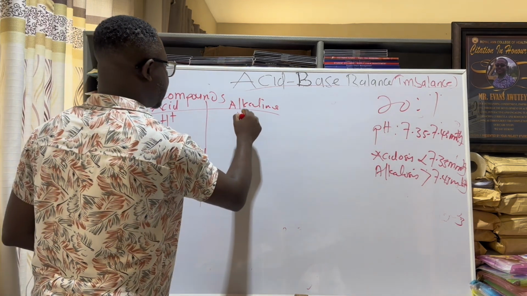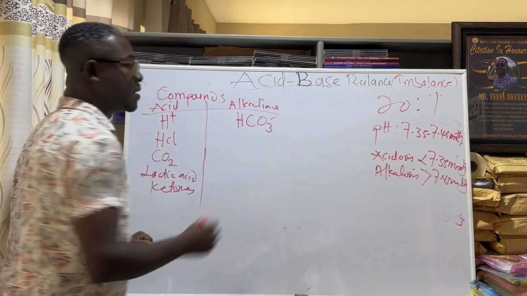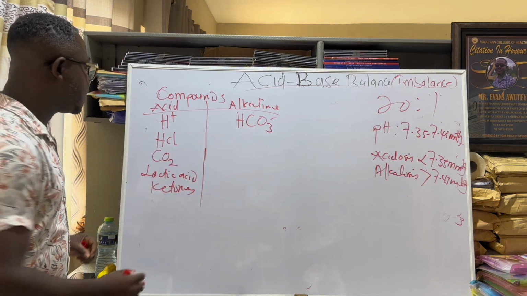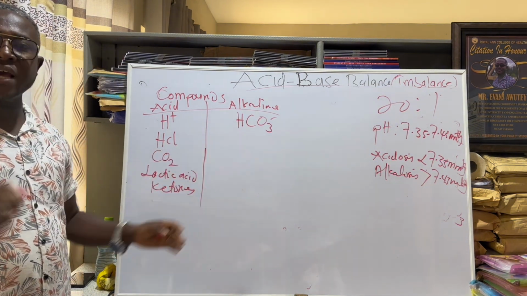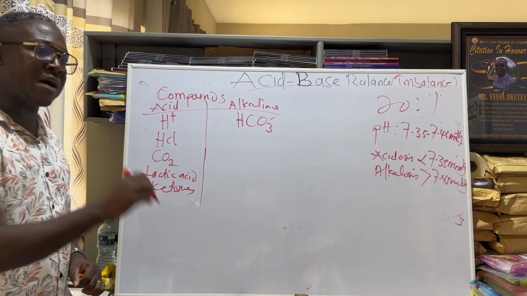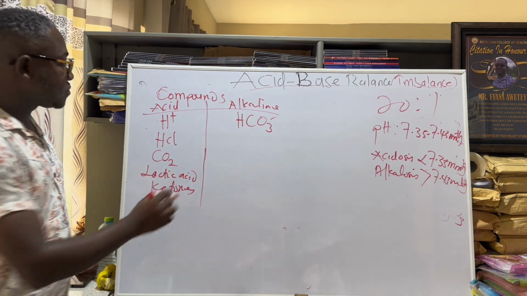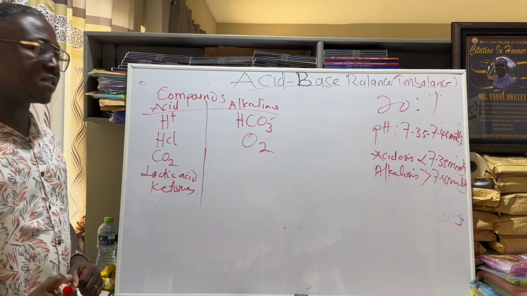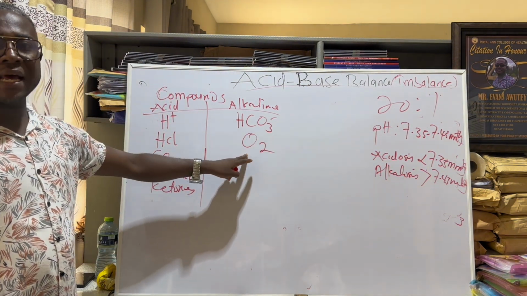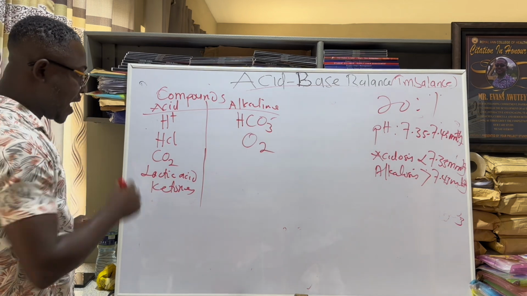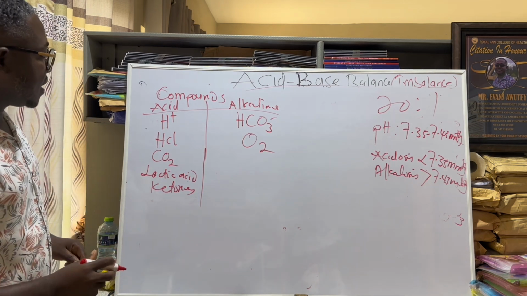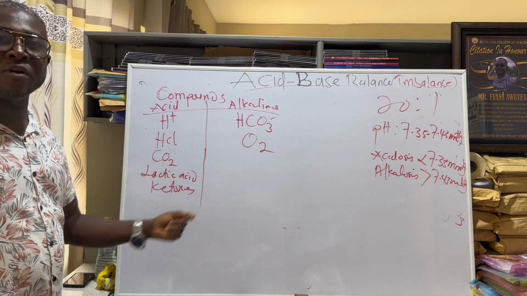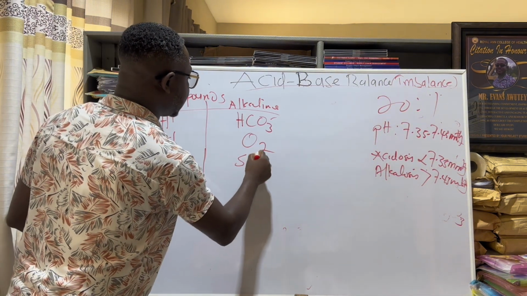Now let's look at compounds that are alkaline in nature. And the first one that we all know is the bicarbonate. Okay, so bicarbonate is alkaline in nature. And where can we find bicarbonate? We have bicarbonate in the kidney, we have bicarbonate in the intestines. And then another one is what? Oxygen. And so when we breathe in oxygen, oxygen is what? An alkaline substance. And then another one that we can also look at is these food substances that we eat. The soda and all those things are also alkaline in nature.